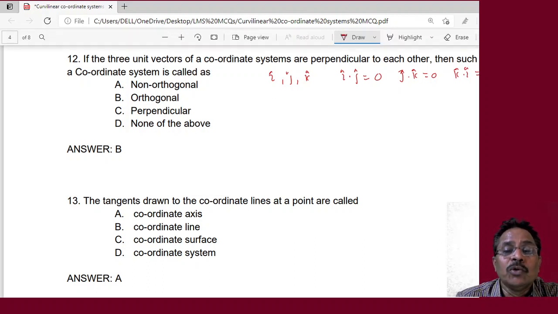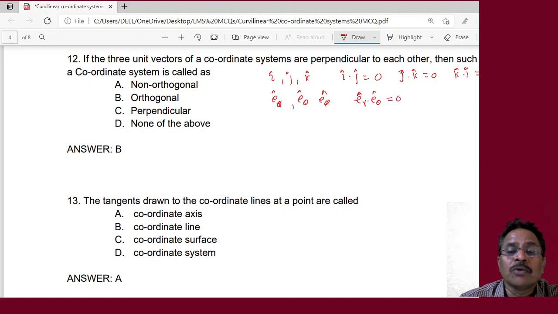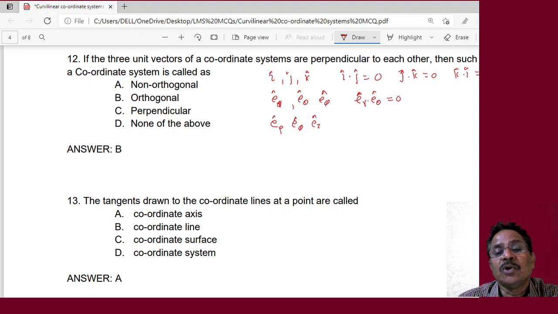In the case of the spherical polar coordinate system, we have these three unit vectors, e r cap, e theta cap as well as e phi cap. Here also e r cap dot e theta cap can be shown to be 0, or any other combination of the unit vectors is 0. The same is the case for the cylindrical coordinate system. Here also we have e rho cap, e phi cap and e z cap, and the product of any two of these is equal to 0.